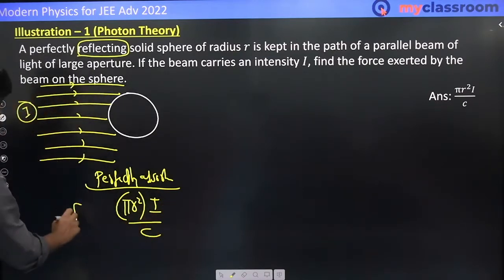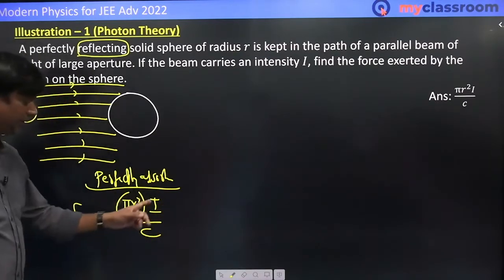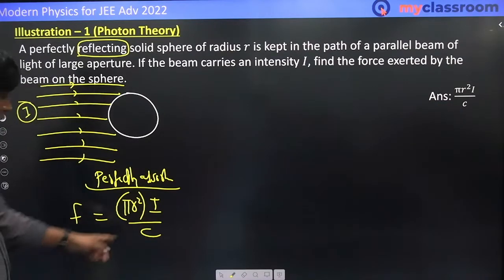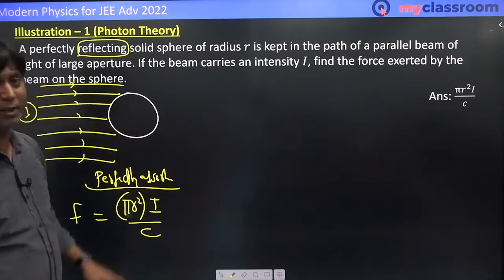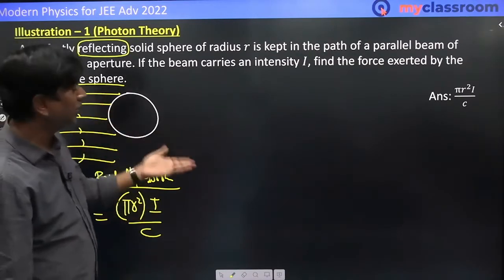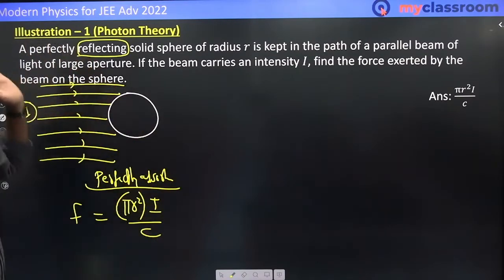This is what you will get as the force, meaning radiation pressure, I by C, into the projected area pi r square. This is what you get when it is perfectly absorbing. Now, what will you get when it is perfectly reflecting? This is what we'll try to find.